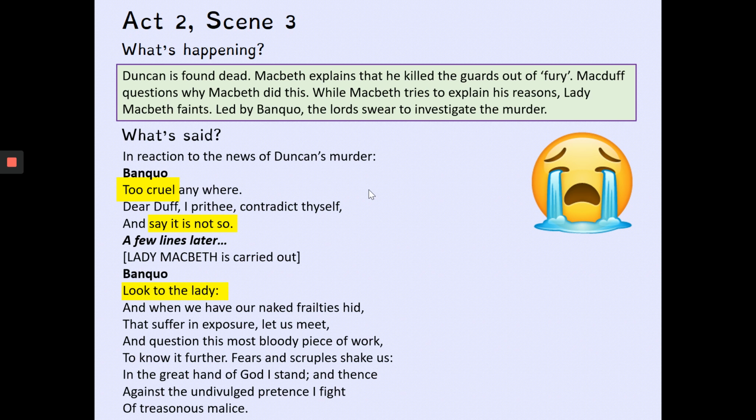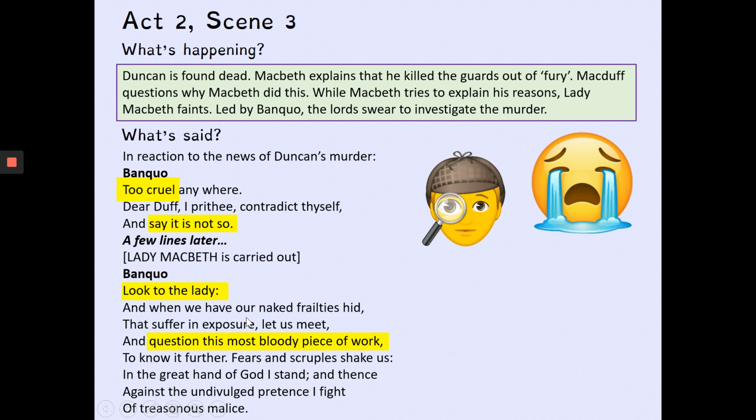A few lines later, Lady Macbeth is carried out, and Banquo, having been devastated at the news, now turns into detective, because he says, "Look to the lady." Now that could just mean, "Oh, look, she's fainted. That's not good. Someone help her." But the underlying meaning there is he's saying, "Look, everyone, look over at Lady Macbeth," because we know as the audience that Lady Macbeth is the one who hatched the plot and encouraged Macbeth to kill Duncan. So Banquo is again showing his kind of detective skills here and his wisdom.